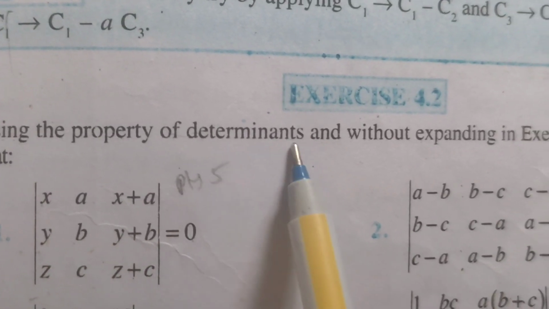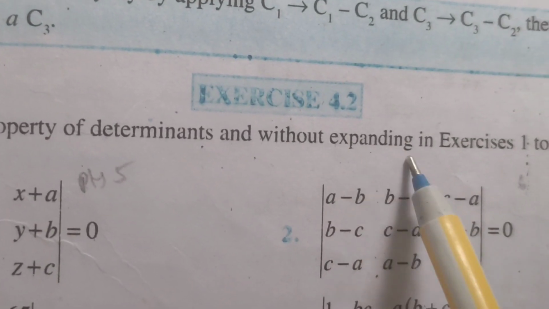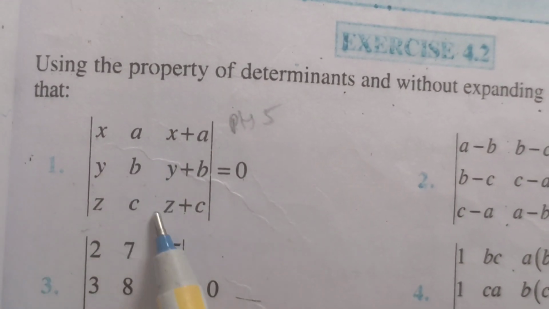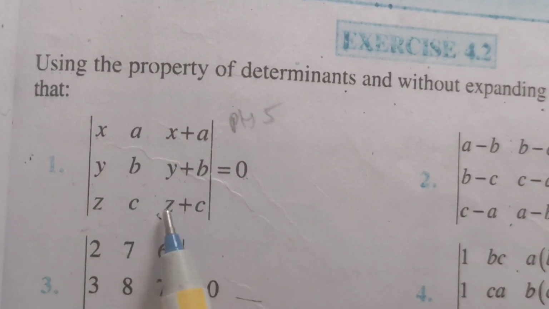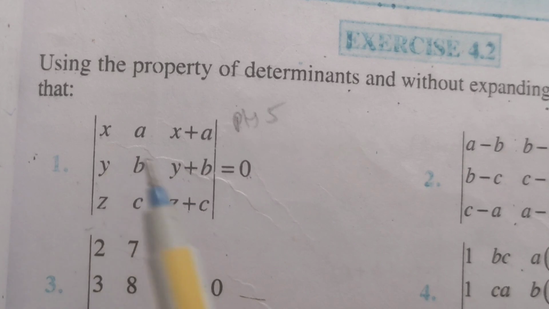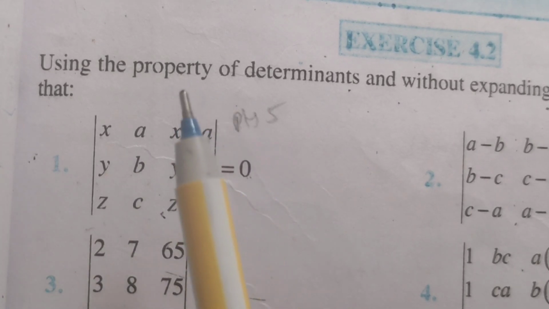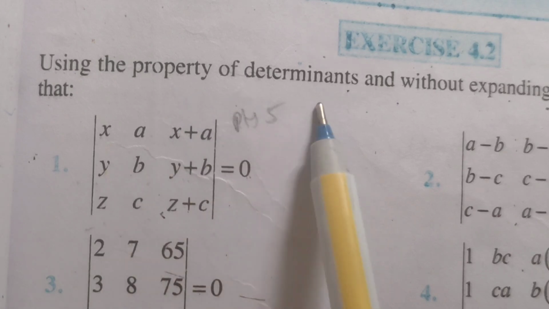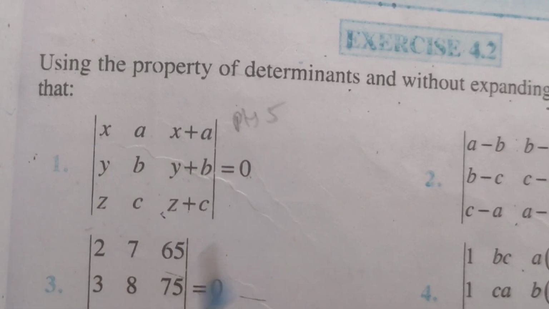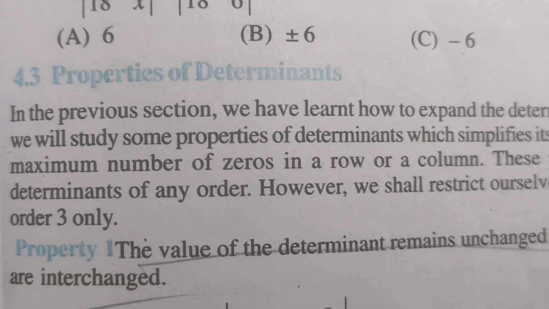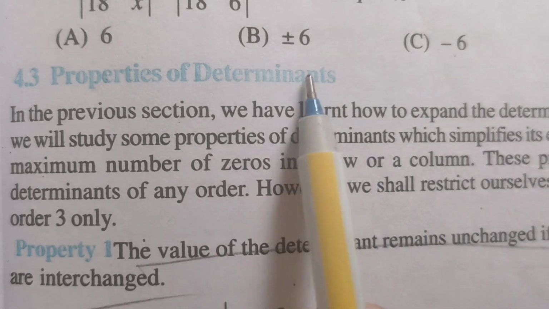Using the properties of determinants and without expanding, we have to prove this. This should be proved without the usual expansion of the determinant. By using the properties of determinants, we have to prove this one. So let us see what the properties of determinants are first. There are 6 properties under the determinants.